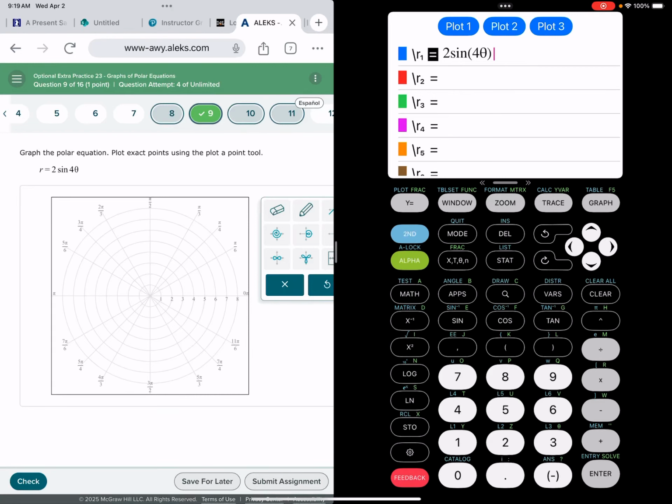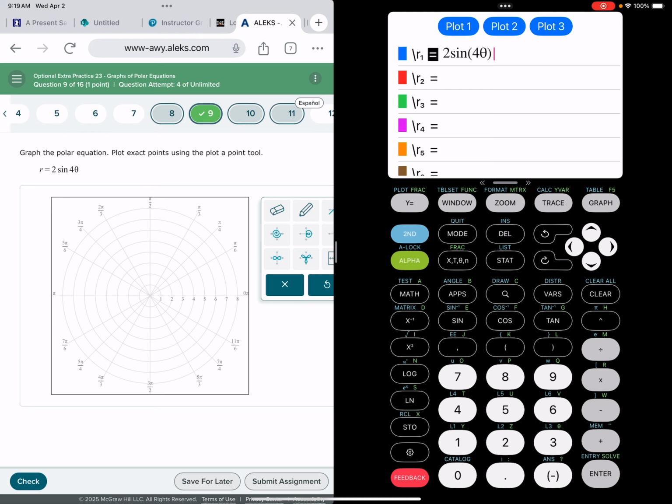Okay, here's a second one. I just wanted to do one more that has 8 petals on it, 8 leaves on it. So I am graphing 2 sine of 4 theta. It's going to have 8 leaves on it, and that front number is going to tell me how far out each leaf is going to go. So all of them are going to go out to ring 2.